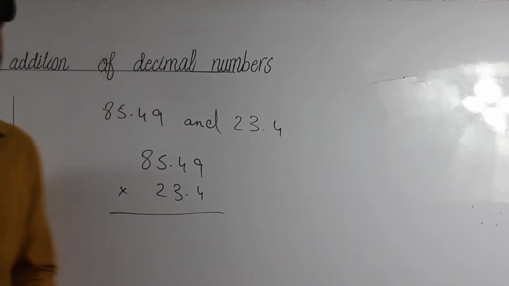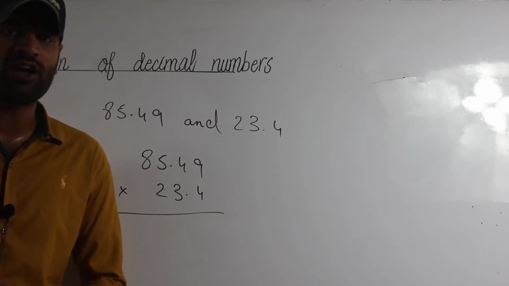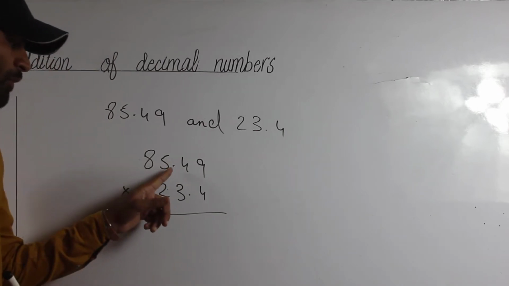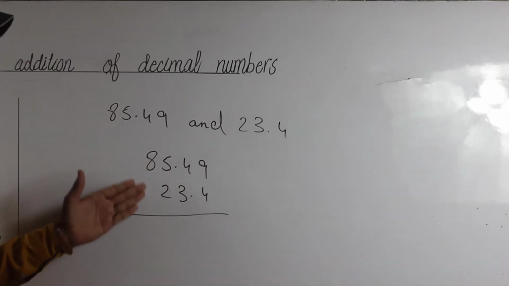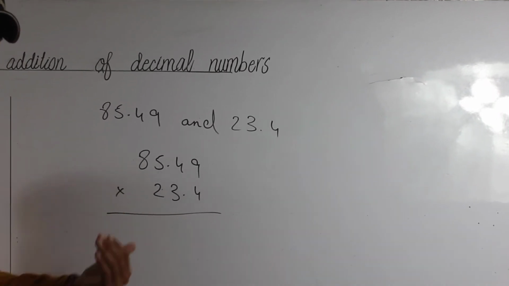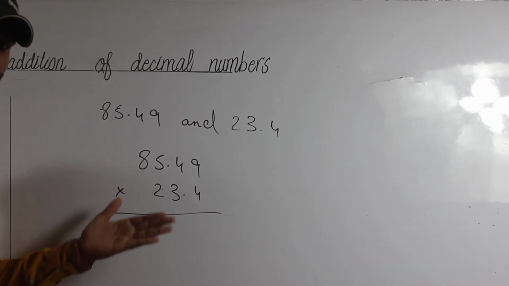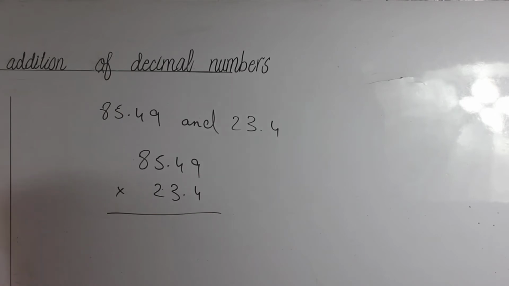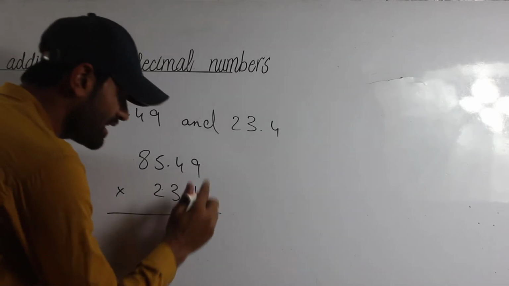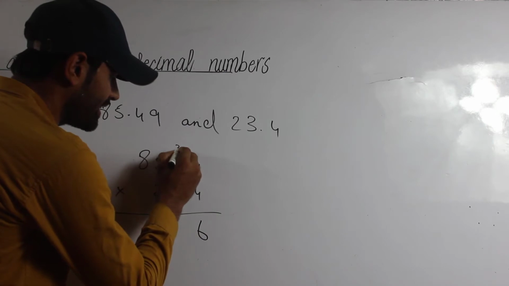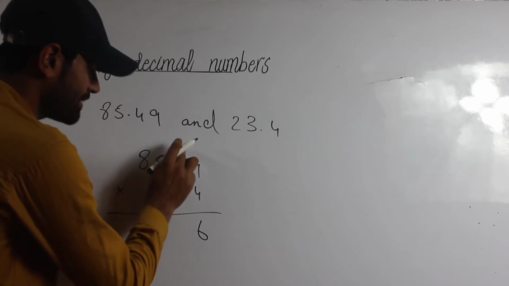So the first thing, when we perform multiplication, forget about the point. You think of these two numbers without the point. First I forget about the point. This term is without a point. So perform the multiplication as simple multiplication. 4 9s are 36, carry 3. 4 4s are 16, 16 plus 3.